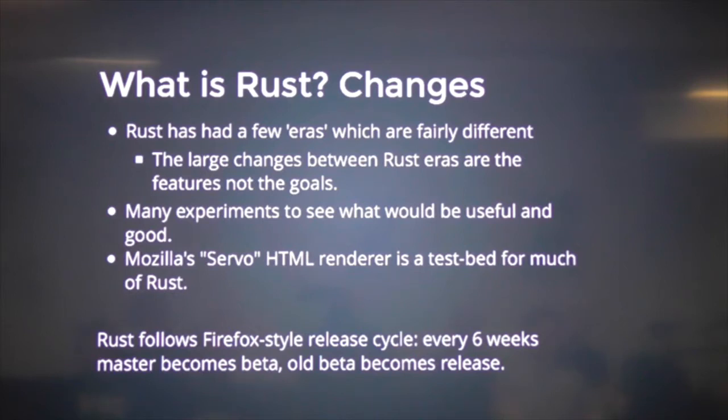Mozilla has a project called Servo, which is a replacement for the Gecko rendering engine, written in Rust. That's quite a big test bed for Rust. It's quite a non-trivial piece of software, an HTML and CSS rendering engine. And by using this as a test bed, they'll be able to see which things work in practice and which don't.